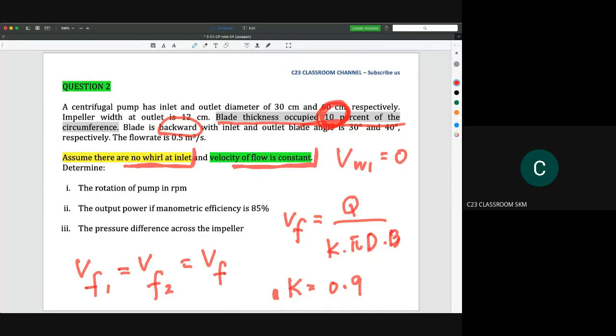Okay, so from this question, we need to determine the rotation of pump in RPM, the output power if manometric efficiency is 85%, and the pressure difference across the impeller. So we will see the solution of this.